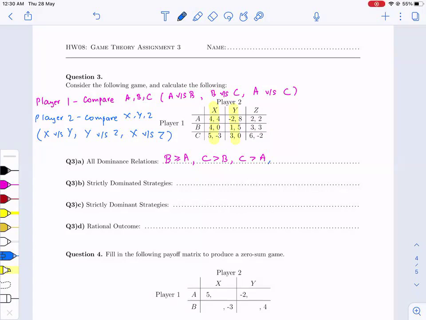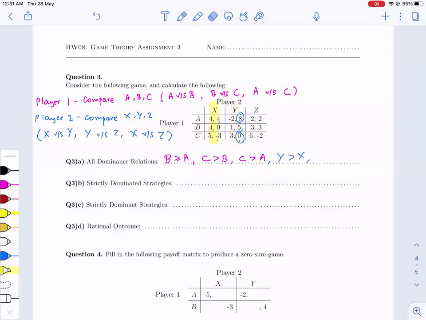So comparing two strategies for player two would involve comparing player two's payoffs for those corresponding strategies. So payoff for player two, they are encoded in the second numbers in these boxes. So you compare those. So between 4 and 8, 8 is bigger. Between 0 and 5, 5 is bigger. And between -3 and 0, 0 is bigger. And each of these numbers is strictly bigger than the ones in column X. So Y strictly dominates X.